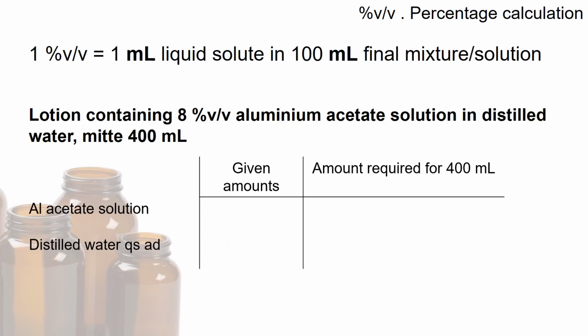So in this case, 8% volume in volume means that you have 8 ml of this solution to be diluted, or to be topped up to the final volume of 100 ml with distilled water. So to prepare 400 ml, again we apply the formulation calculations. You just need to prepare 4 times the current volume.